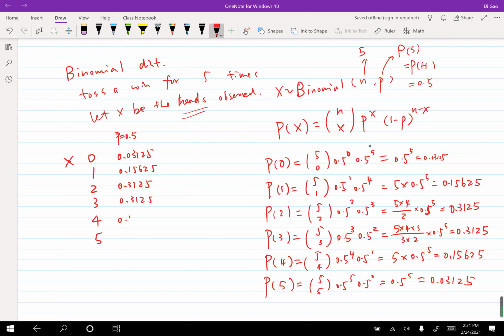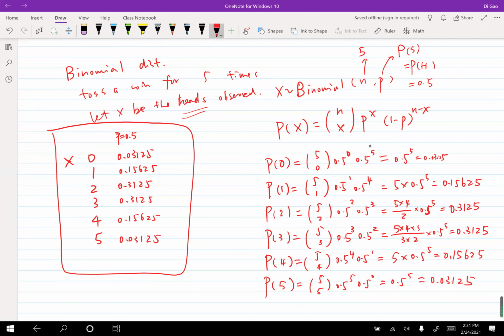For 4, 0.15625. For 5, 0.03125. Okay, so that is a discrete distribution, and of course the sum of all the probabilities equals 1, and we call this the binomial table.